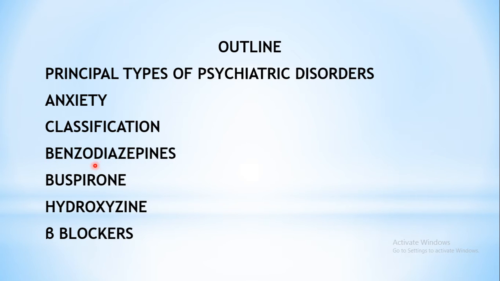The first class under this is benzodiazepines, which we have already covered in detail. Here we'll discuss how it is helpful in controlling this condition, anxiety. Then one drug belonging to the azapirone class, that is Buspirone, we are going to study in detail. Then hydroxyzine, which is an H1 antihistaminic agent, and the last class, that is beta blockers.